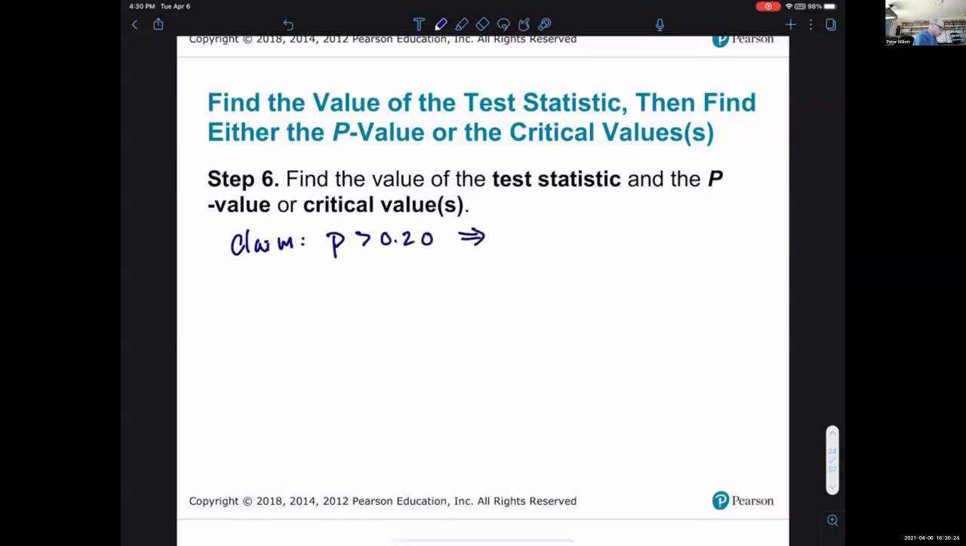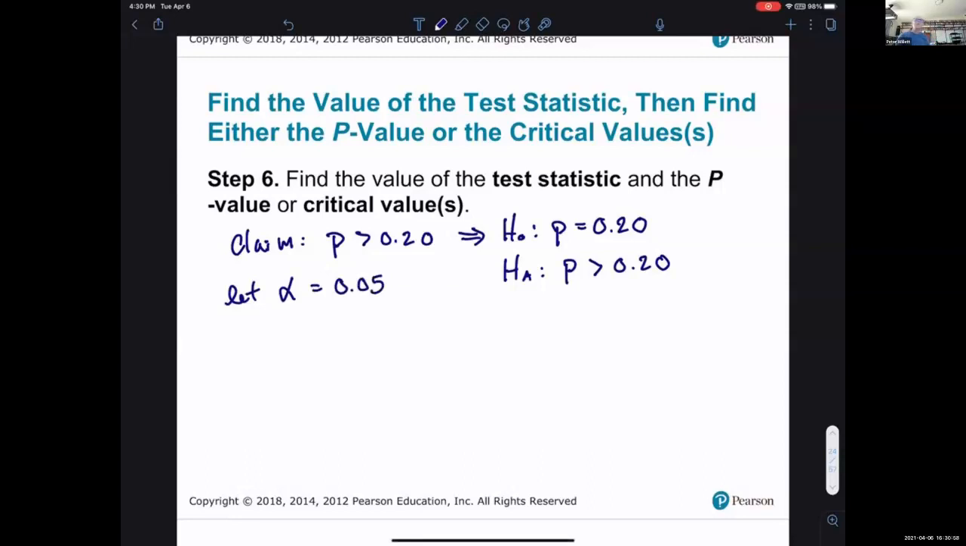And this, again, led us to a null hypothesis that would cause our claim to be wrong, that our proportion isn't greater than 20%, but that it's actually just equal to 20%. And an alternate hypothesis that is what we're claiming, that the proportion is greater than 20%. And I was suggesting that we're going to let our significance level alpha be 0.05 or 5%, which is most common.